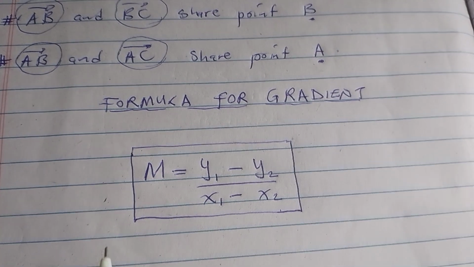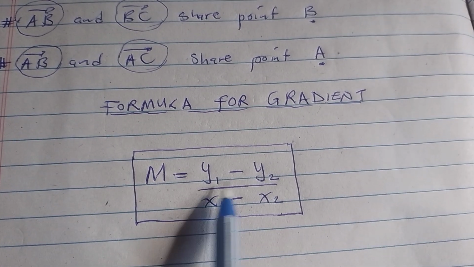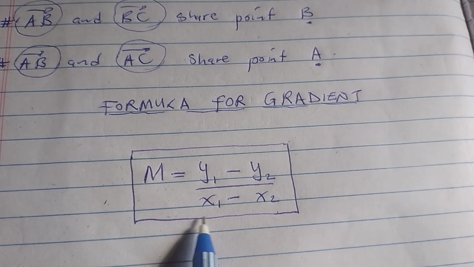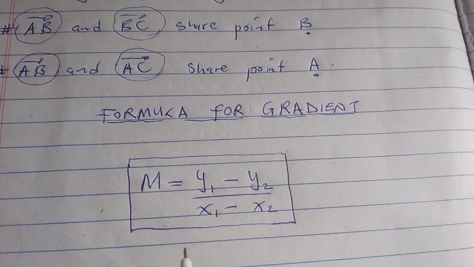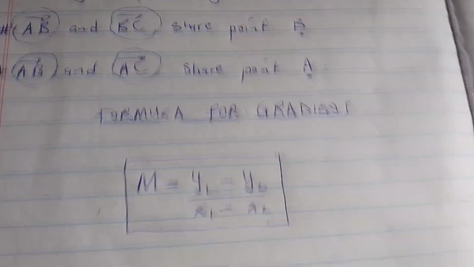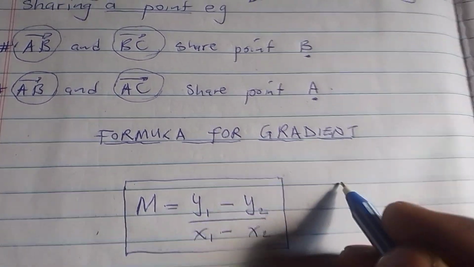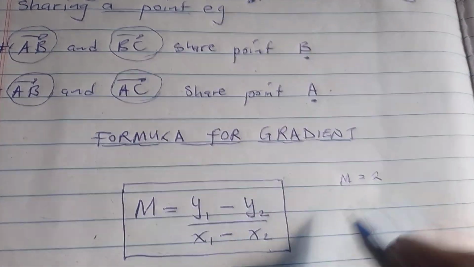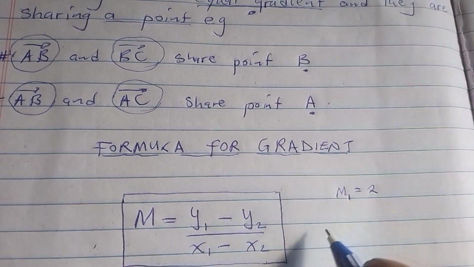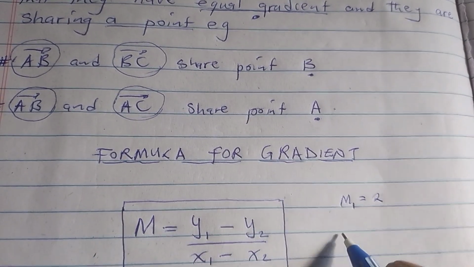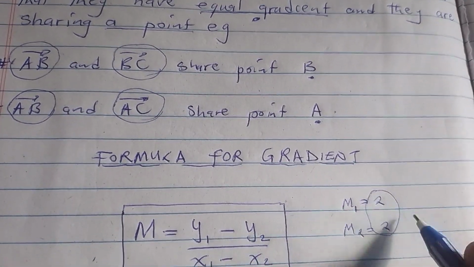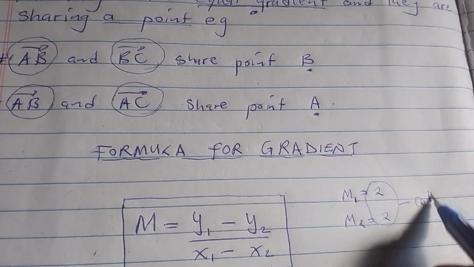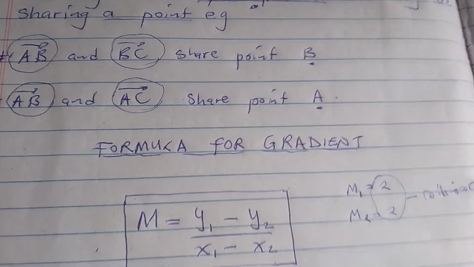The formula that we use to find the gradient is y1 minus y2 over x1 minus x2. Once you do the calculation, you may discover, for instance, that the gradient for the first pair you grouped is 2, and for the second pair you also get a gradient of 2. This simply means that these points are collinear, since they share a point and have equal gradient.